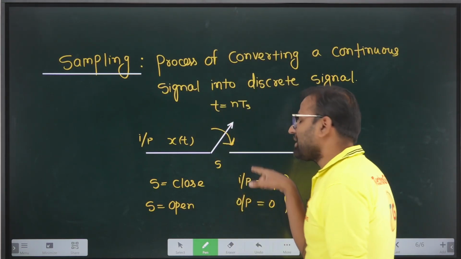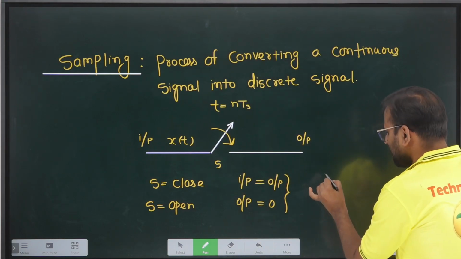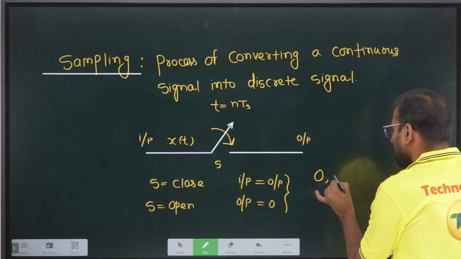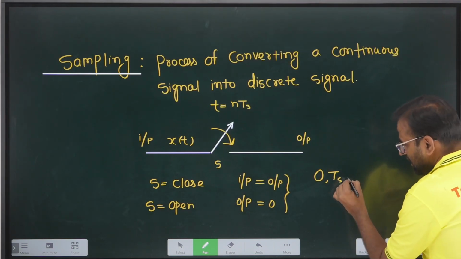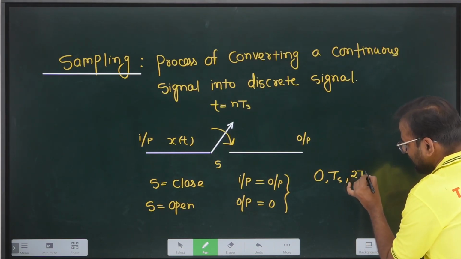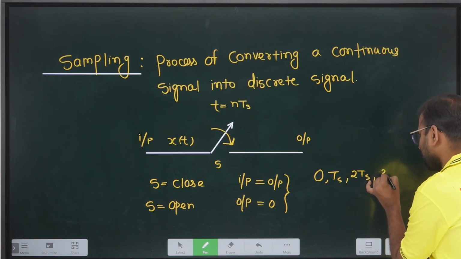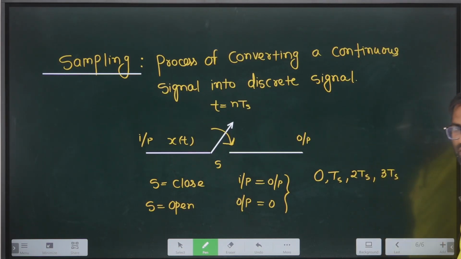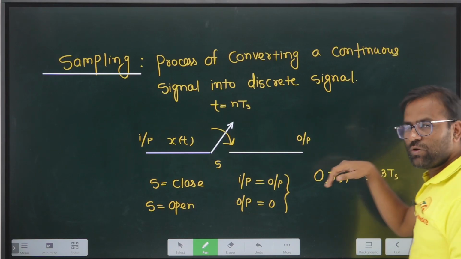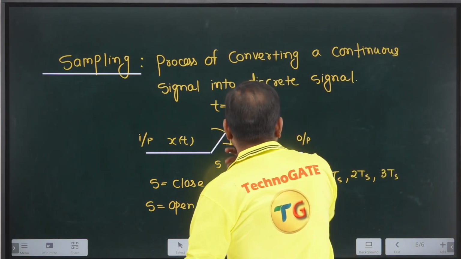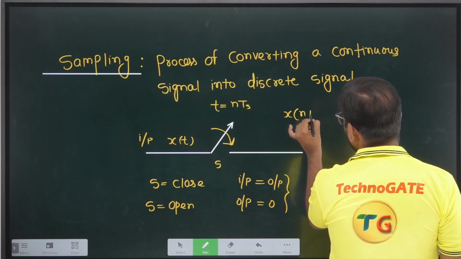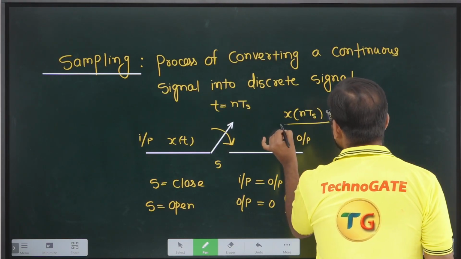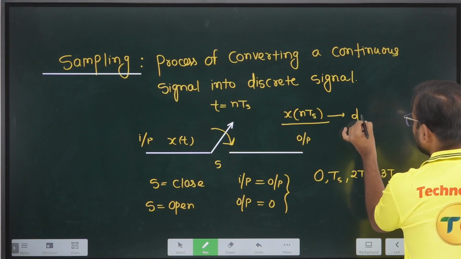So whenever the switch is closed, first time the switch is closed, let's say n equal to 0. Second time the switch is closed, it is Ts. Third time it is 2Ts. Fourth time it is 3Ts. Like this. So can I say this switch is closed and open after every Ts interval? So it will convert your x of t into x of nTs, and this x of nTs is known as discrete signal.